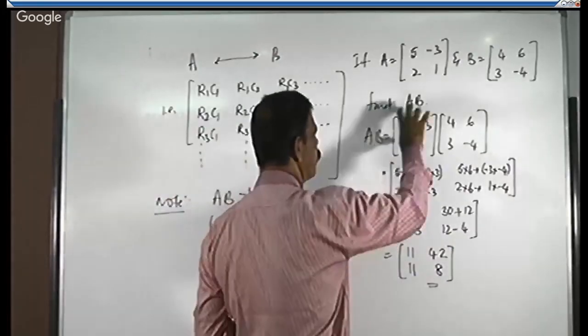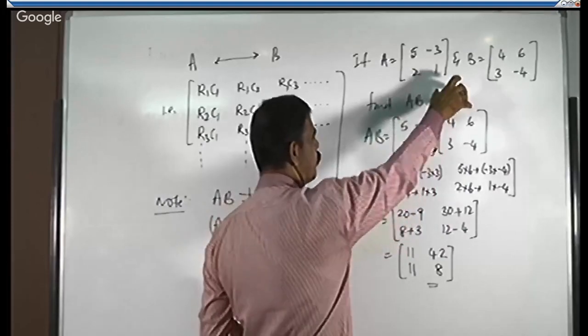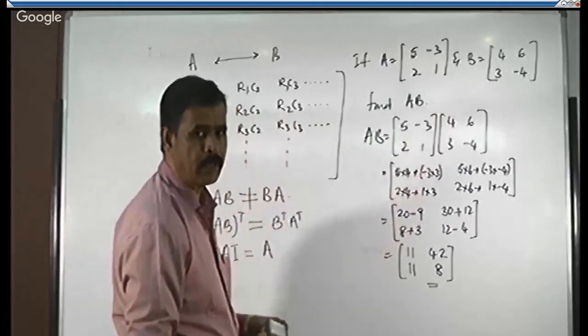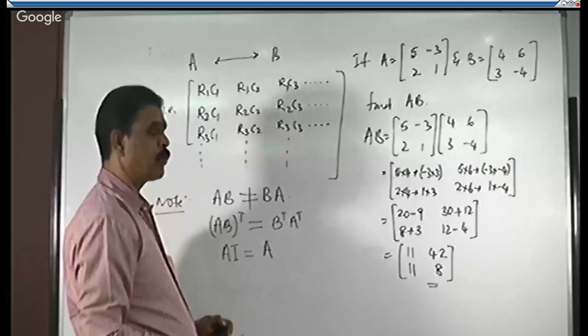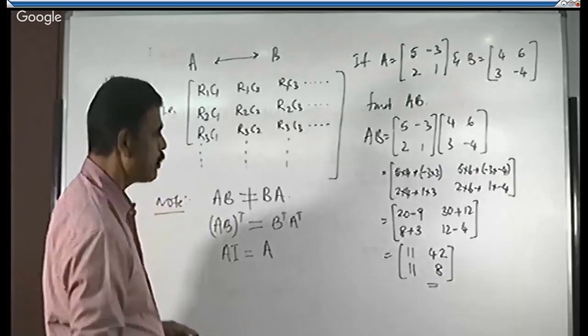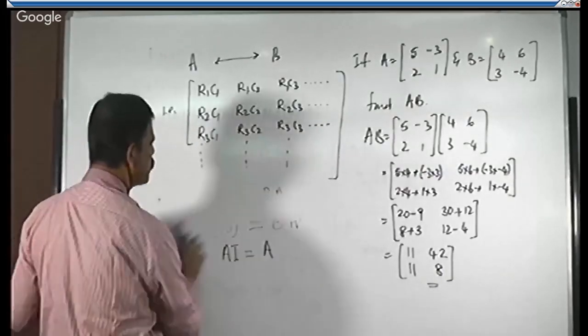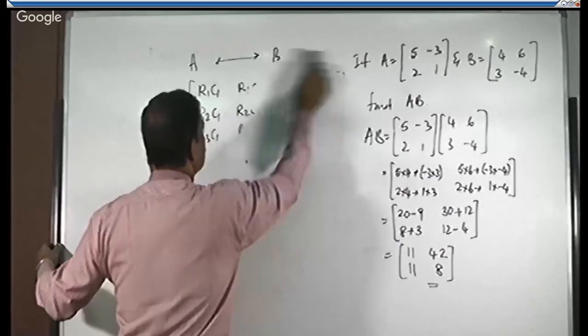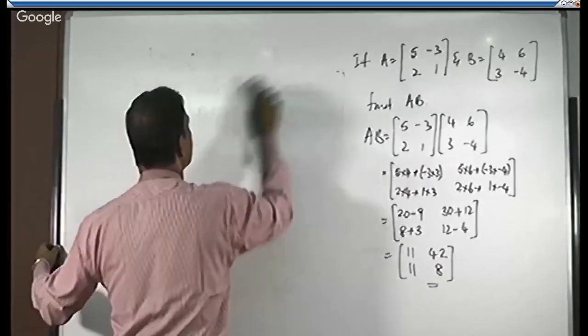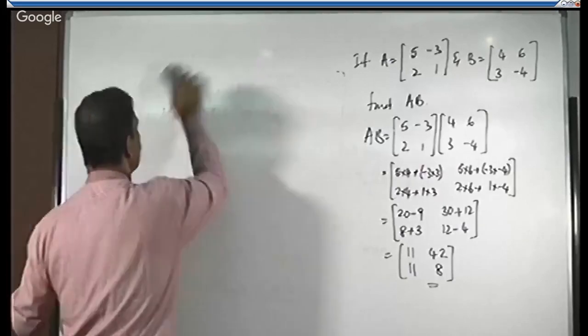It is row into column. One row is taken, which is multiplied with all the columns. The next row is taken, which is multiplied with all the columns. Further, we need to simplify it. Let us do different problems one by one.